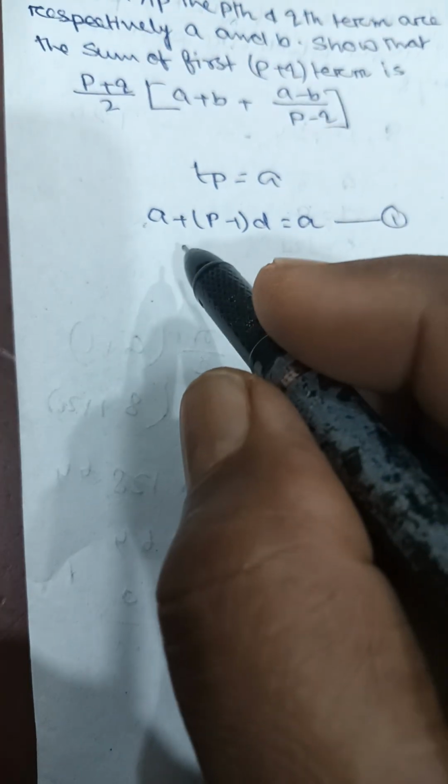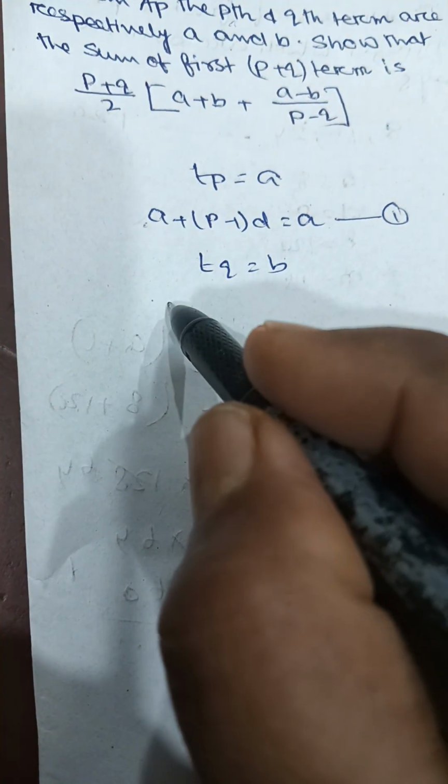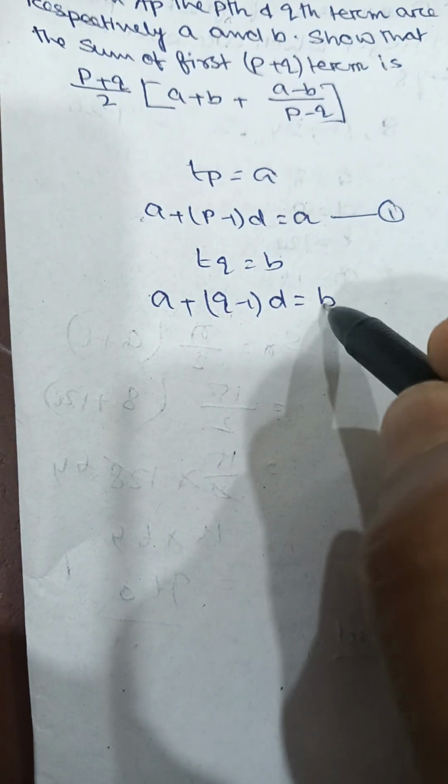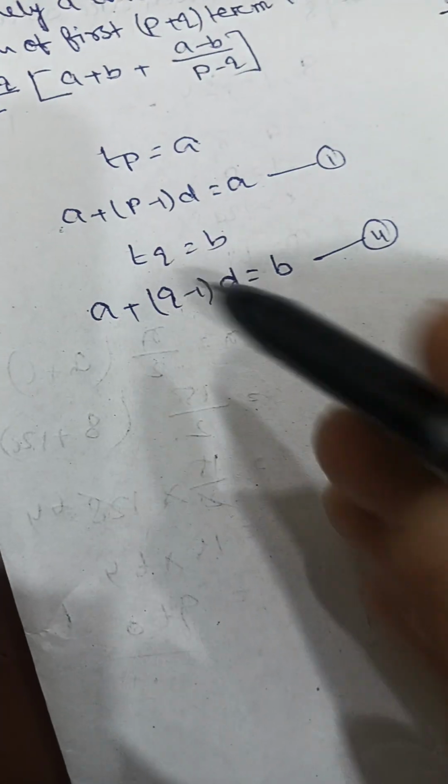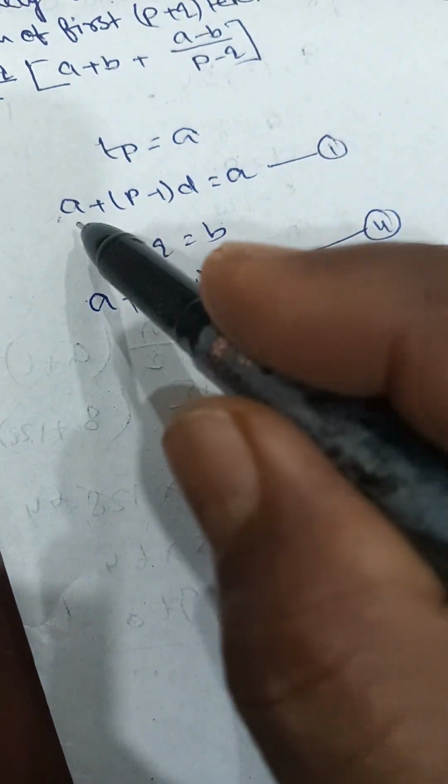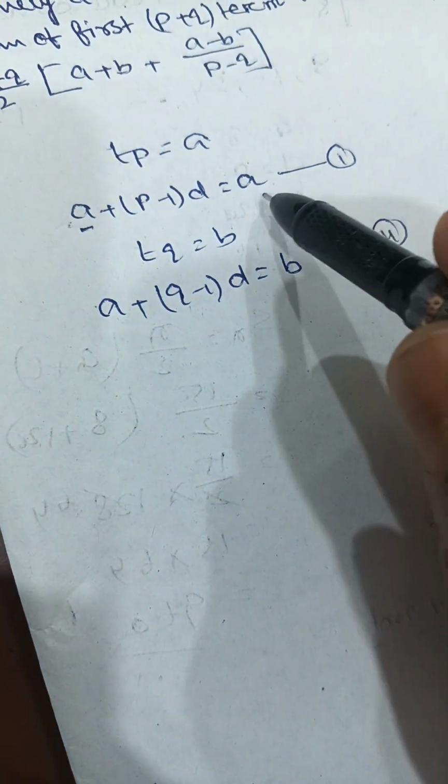Then you do one thing. You write the qth term is given as b. So the formula will be again A plus (q minus 1) into d is equal to b. This is number 2. From here, the value of the first term, you see this is called the first term.